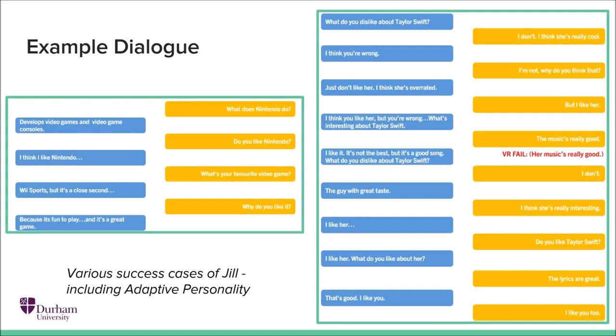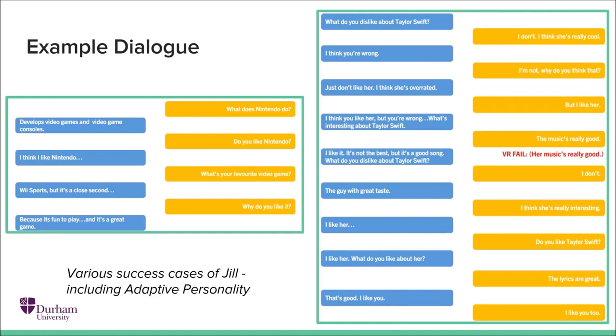Okay, so here we can see some further example dialogue generated from Jill. On the right is an example of Jill adapting their personality over the course of the conversation. To begin with, Jill really doesn't like Taylor Swift, but I persist. Over time, Jill adapts their preference to saying, I like it, but it's not the best. I continue to persist, and at the end of the conversation, Jill really likes her. Jill's asking questions about what I like about Taylor Swift. So here's the adaptive personality in play.